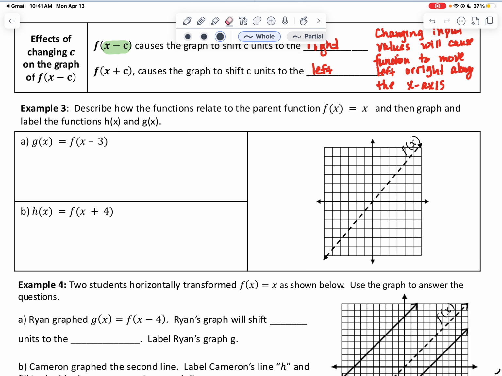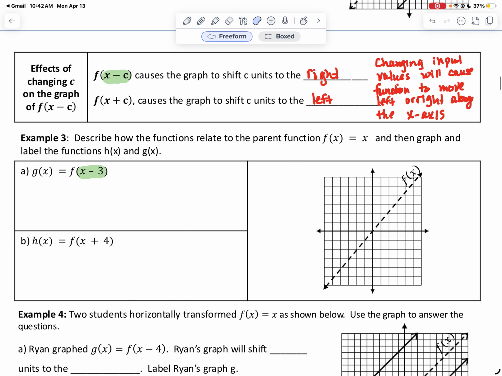So in example 3, we have our parent function graphed, f of x, and our new function is g of x is equal to f of x minus 3. What I want you to notice is this x minus 3 is in parentheses. Let me show you the difference. If I had this f of x and then minus 3, that would move down the y-intercept because the minus 3 is not inside the parenthesis. But once you put it inside the parenthesis, that means you're either going to be moving left or right.